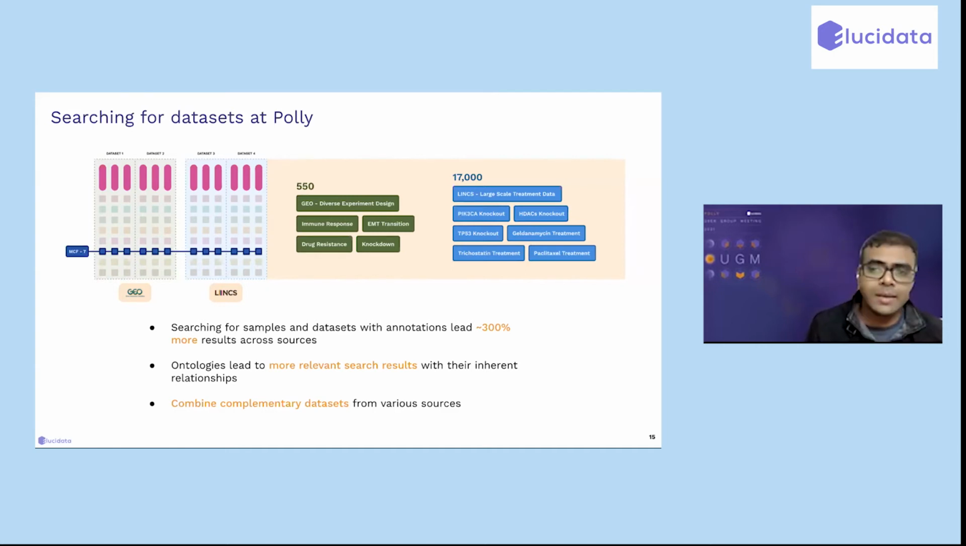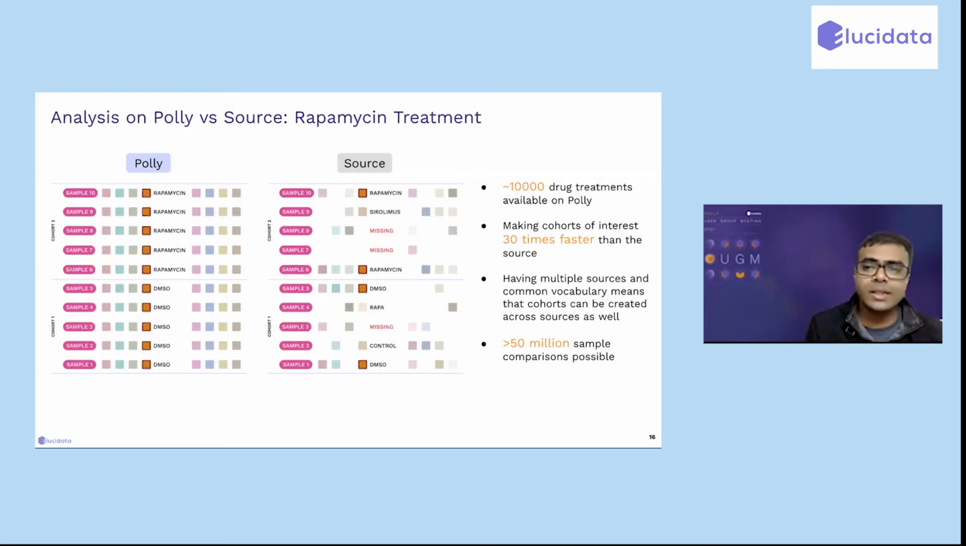And that gives Poly a leverage that you'll always get 300% more results on average across sources. And you have the same key used across different sources, so you get the same response. That's very powerful for search, because standardizing leads to a lot more searchability and findability of data. So that's one of the advantages of why we do curation at scale. Another advantage is in the analysis itself.